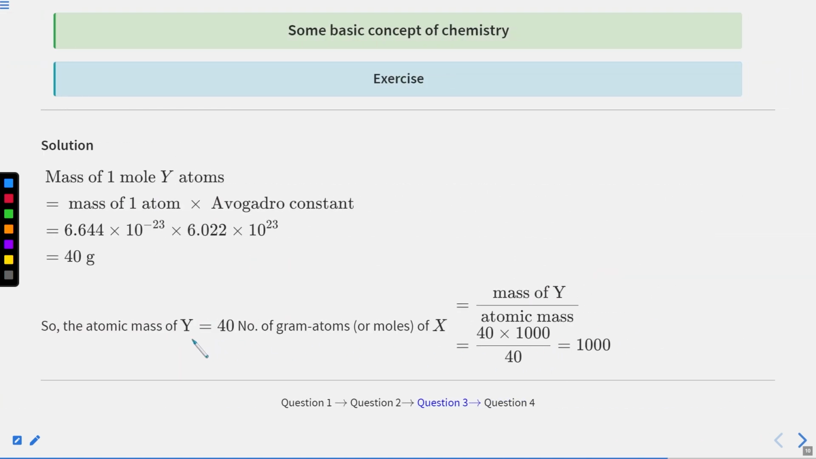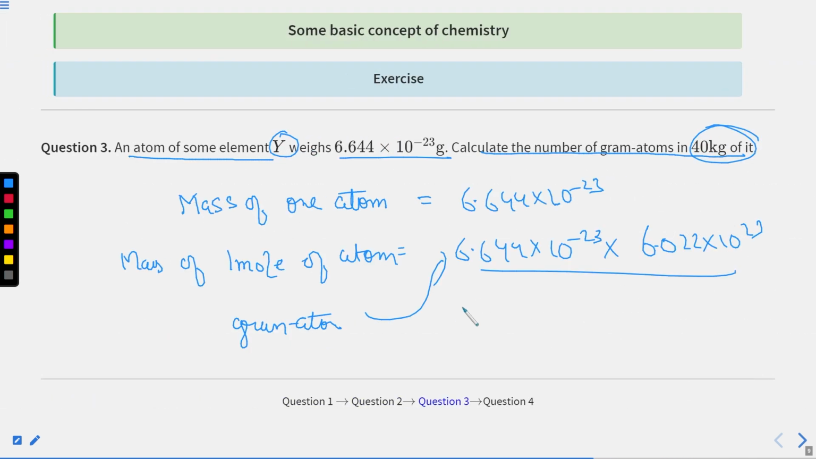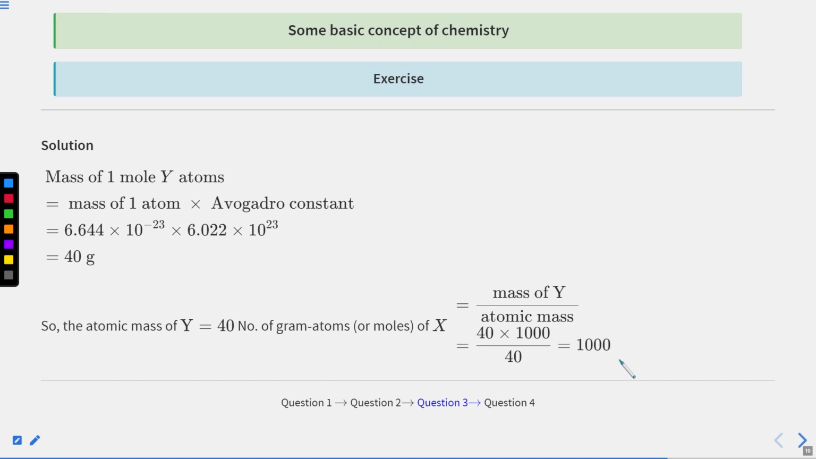So first we have calculated the atomic mass, that is 40 gram. That is the atomic mass. So the mass of 1 mole of atoms is the atomic mass. So that would be 40 by 40. So we have done this only. Here you can see this. So this multiplied by this gives us 40 only. So that brings us to 1000. Since that was in kg, first we have converted this 40 into gram by multiplying by 1000.